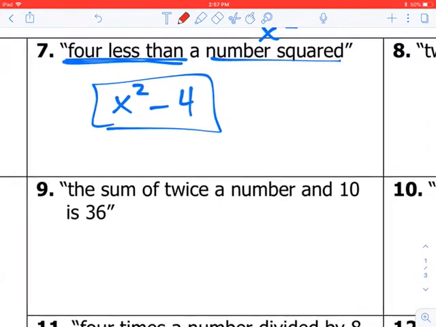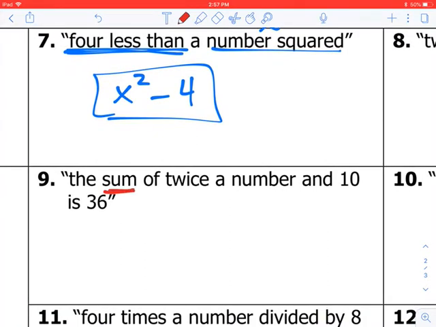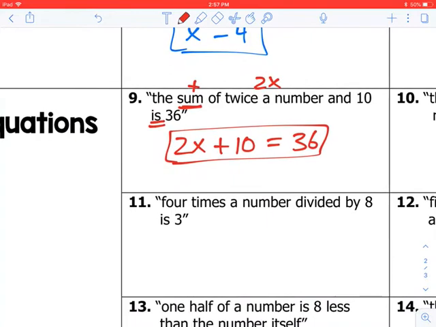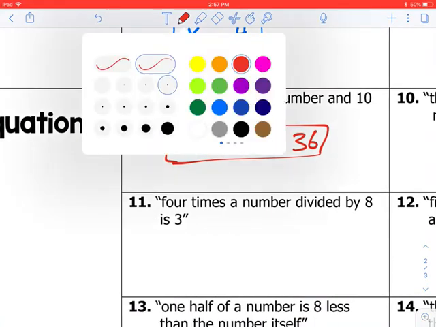So the sum of twice a number, the sum means plus, the sum of twice a number, so that's 2x. So 2x plus the sum of twice a number and 10 is 36. So this is an equal sign, equals 36. So 2x plus 10 equals 36. And that's it. We don't have to solve right now. We can just go ahead and write it out.